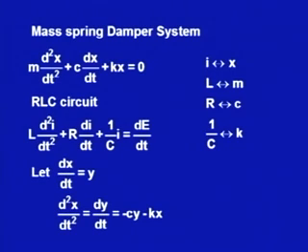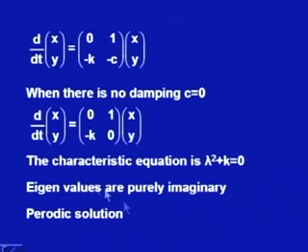To solve this system, we first introduce dx/dt = y, and this substitution will reduce this second order equation into two first order differential equations. So, we write down dx/dt = y here, and d2x/dt2 will come out to be -cy - kx, and that makes our system d/dt of (x, y) equal to the matrix [0 1; -k -c] multiplied by (x, y). So, a second order system can be reduced to two first order differential equations.